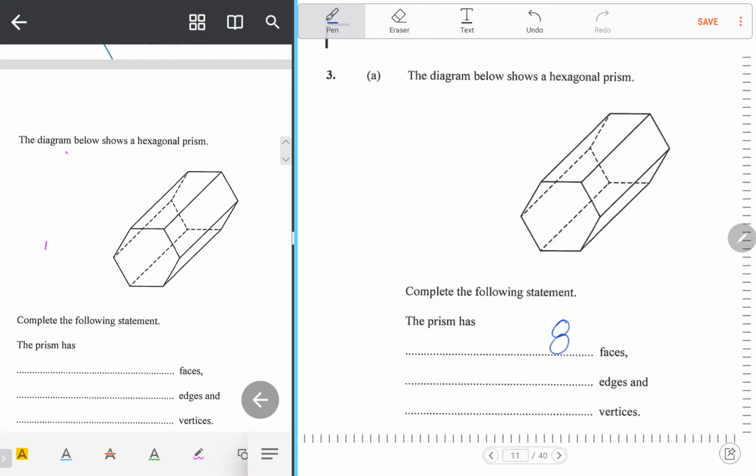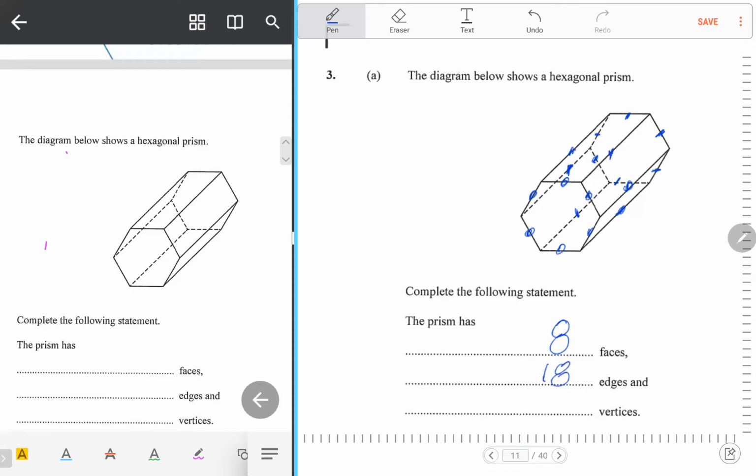The edges are the straight lines between the faces. Let's count them again. All right, so I'm going to mark them. 1, 2, 3, 4, 5, 6 around the side, right? Yes, sir. 7, 8, 9, 10, 11, 12, and then on the front face, 13, 14, 15, 16, 17, 18. Yes, sir. 18 edges.